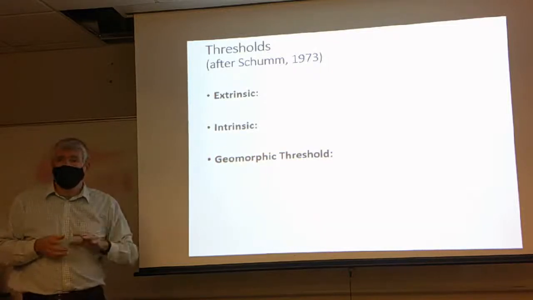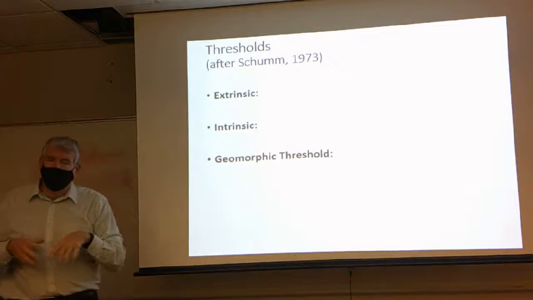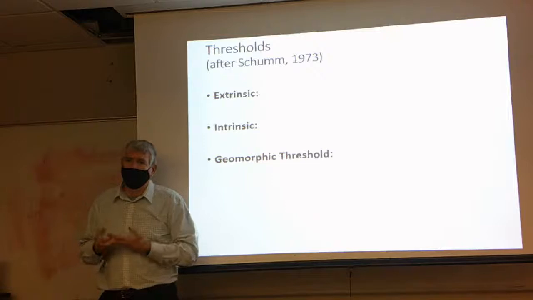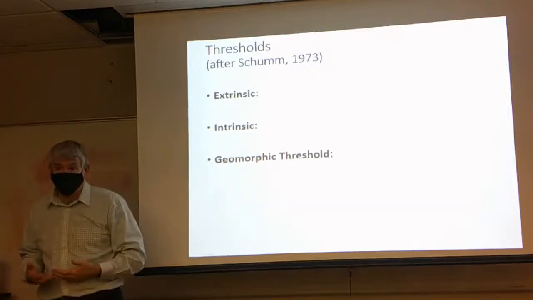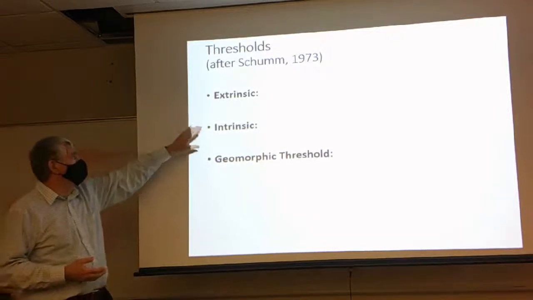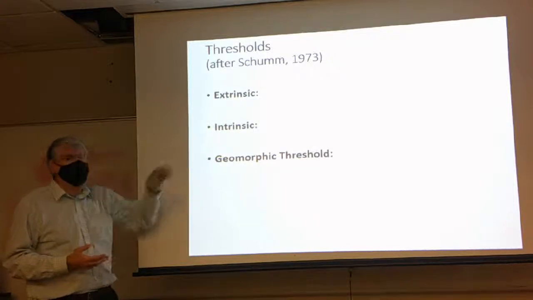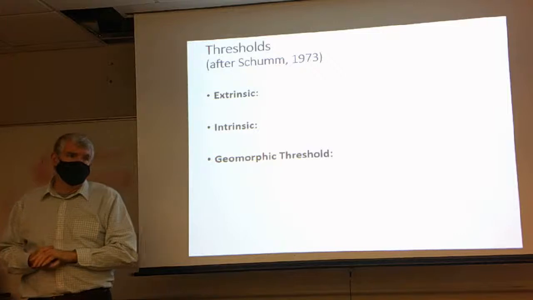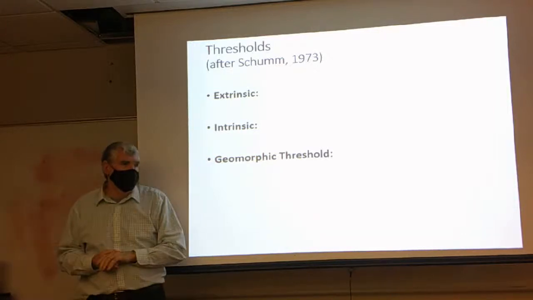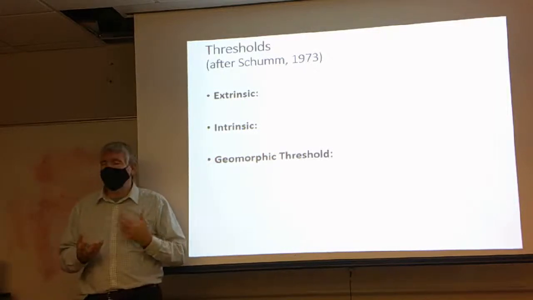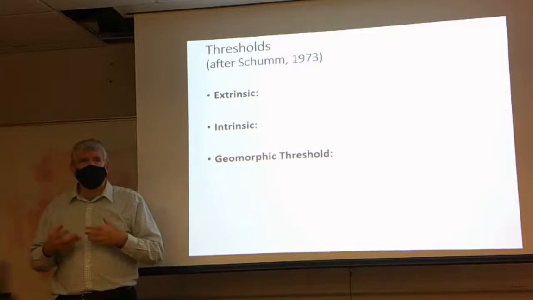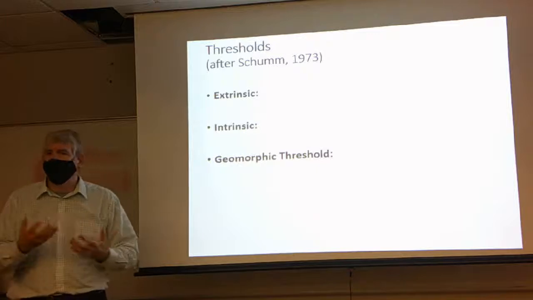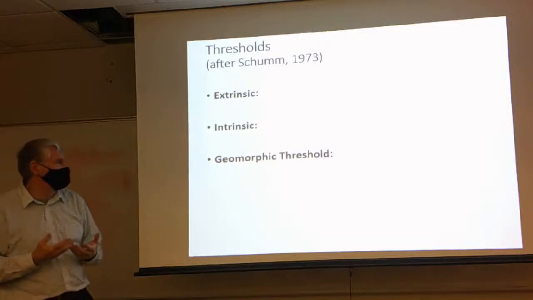Extrinsic threshold: the disruption was caused by something external to the system, like a change in climate, or change in tectonics, or change in land use cover. Those would all be extrinsic. Intrinsic is something internal to the system. Maybe it was a change in weathering characteristics. Maybe it was a landslide that came down, brought lots of sediment into the channel, temporarily disrupted that system, something to that effect.